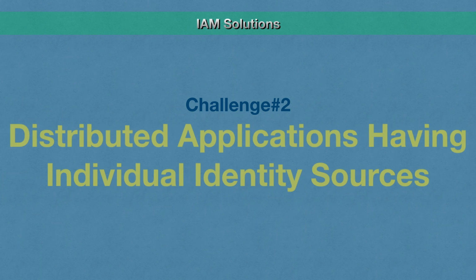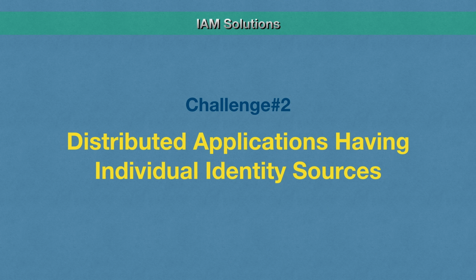Second challenge is distributed applications having individual identity data sources and administration groups. A holistic IAM solution can help administrators consolidate, control, and simplify access privileges, whether the critical applications are hosted in traditional data centers, private clouds, public clouds, or a hybrid combination of all these.